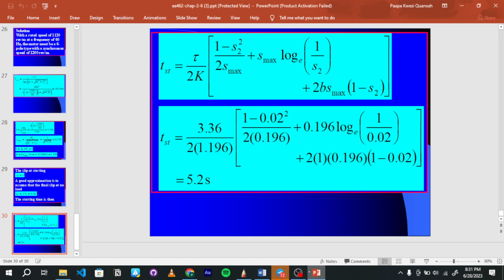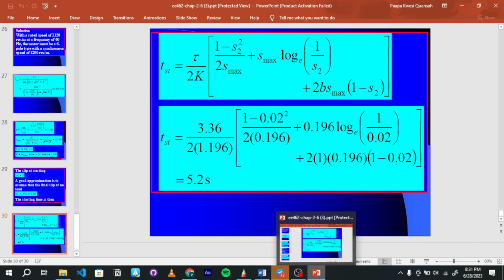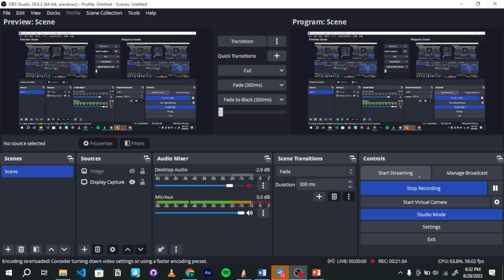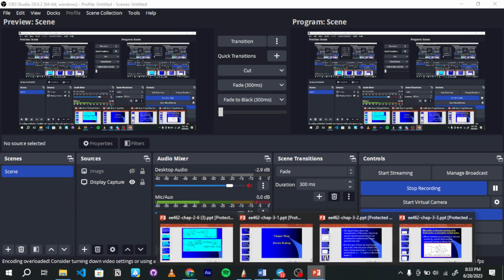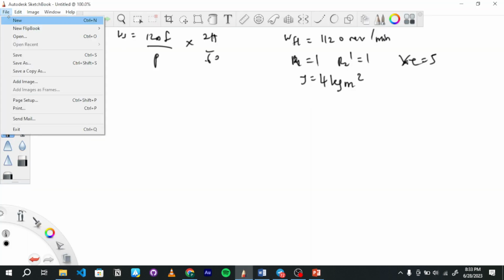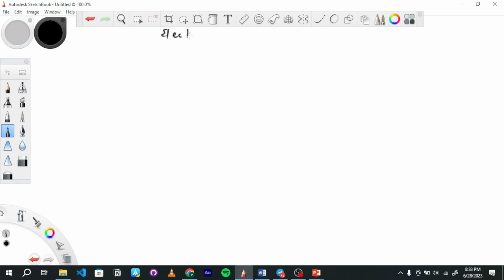So now we are done with the starting time of induction motors. We can now go to chapter 3, that's electric braking. So the next thing we look at is electric braking. Let's start. Electric braking. So please kindly take time to do the reading part. I'll be dealing more with the calculation part, the analysis.